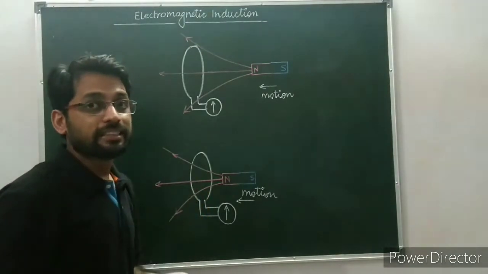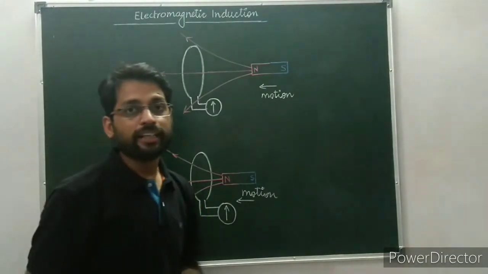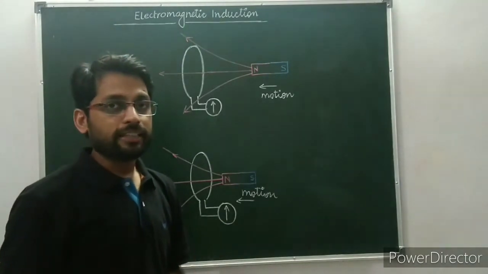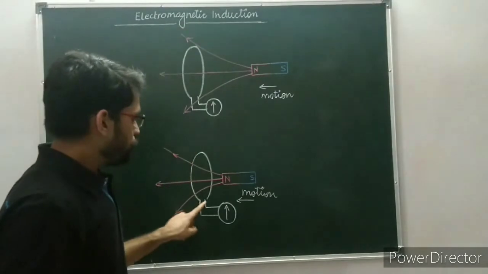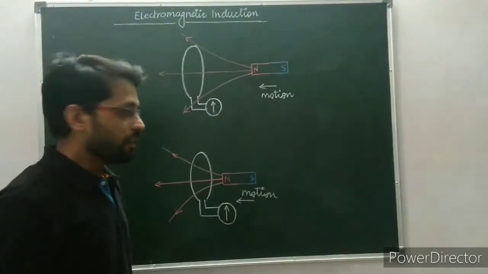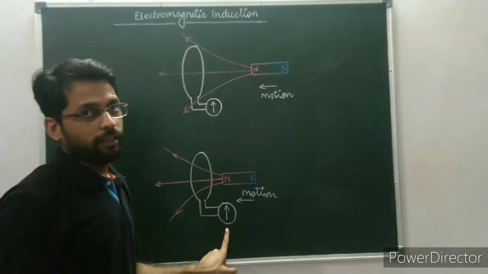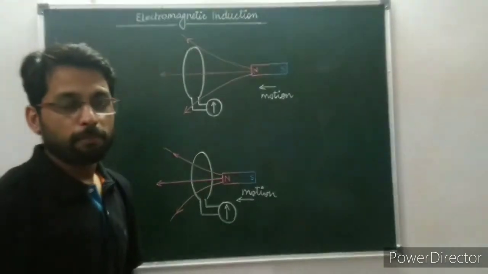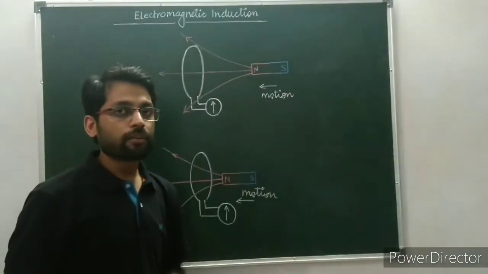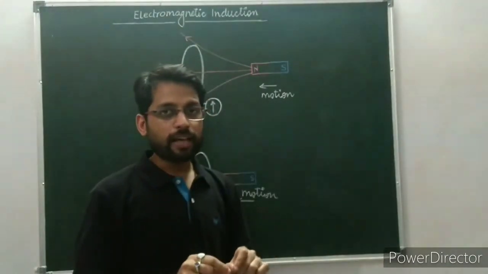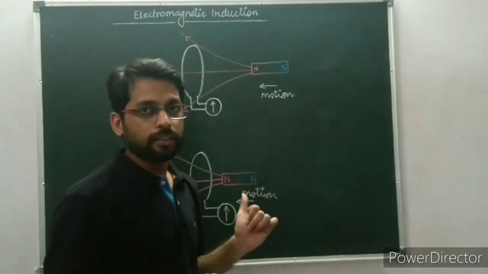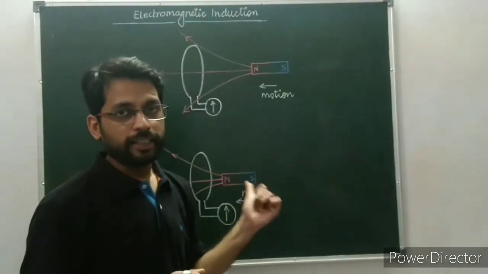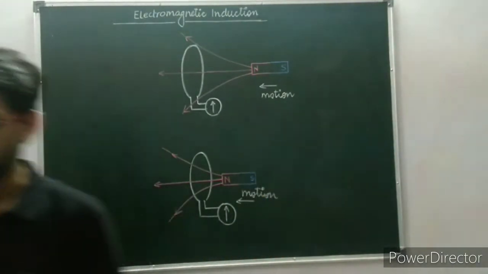So this is the reason for electromagnetic induction: when the magnetic field lines crossing the loop change, a current will be induced in the coil. This is the logic behind electromagnetic induction. Only a change in magnetic field linked with the loop plays the role in electromagnetic induction.